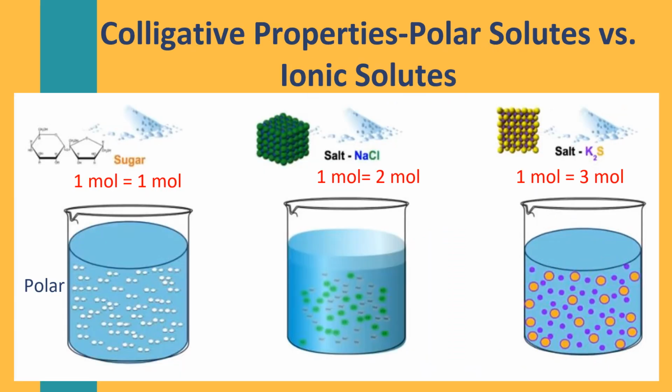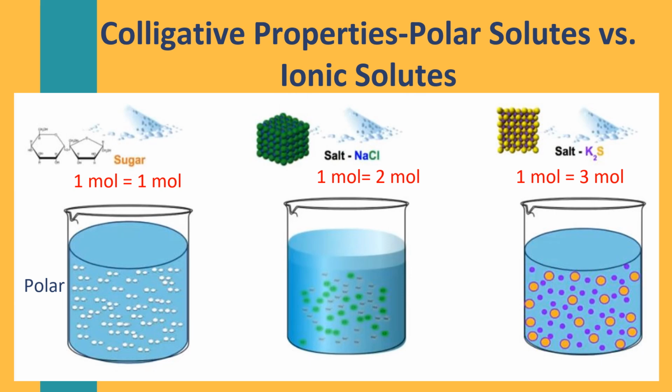What we're going to do is stir it up and it's going to dissolve. The question I want to ask is: which one of these will have the greatest difference in the boiling point, and which one will have the greatest difference in the freezing point? To answer that, what we first need to look at is whether the substance is polar or ionic. That plays a big role in answering these questions.